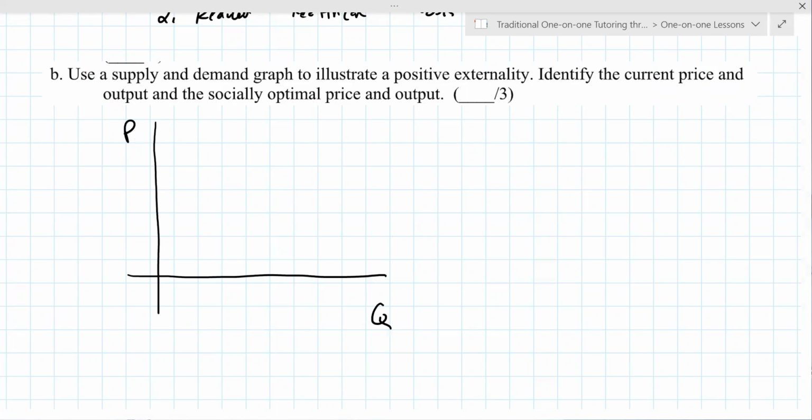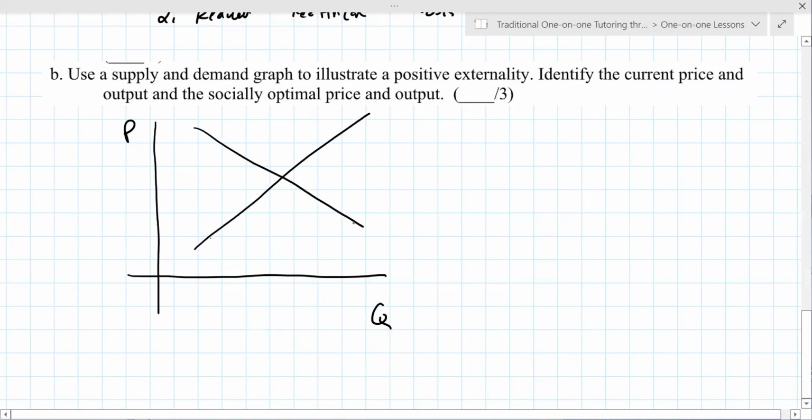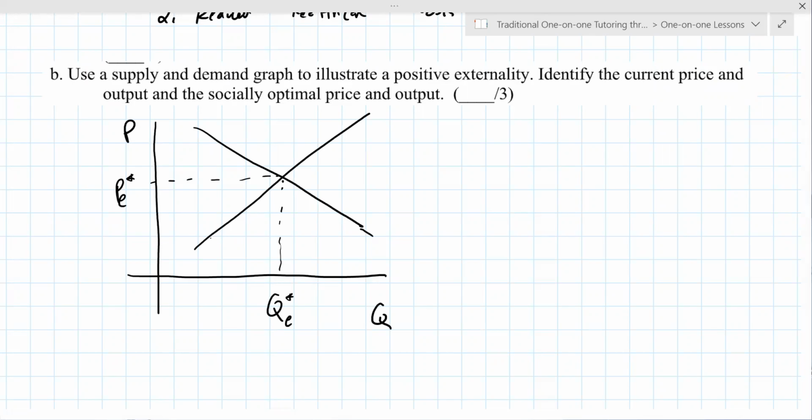All right, so we've got supply and demand. What kind of labeling does your instructor want here with these? Do you just label them Q star and P star? What do you do for those? QE and then PE. QE and PE. Okay, that's fine. And then we have to figure out what's going to happen next.